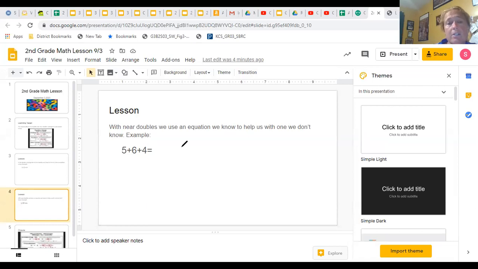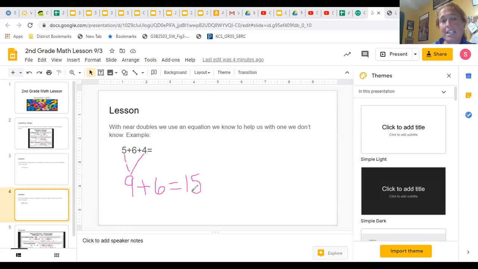All right, now, with near doubles, we use an equation we know to help us with one that we don't know. So for example, we have these two numbers here. Now we know 4 plus 4 is 8. That's a double. Well, 5 plus 4 is a near double, okay? So 5 plus 4, we know 4 plus 4 is 8. So 5 plus 4 must be 9, because it's one more than 4 plus 4. So we have 9 here. Then we would do 9 plus 6. And we know that that is 15.